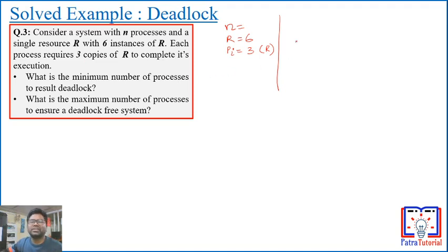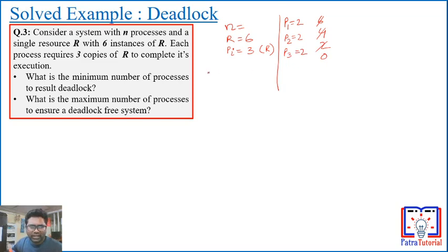So let me start again. We have how many instances? 6, right? Each process requires 3, so I have to allocate 1 less than the maximum requirement. I am allocating p1 2 instances. From 6 I have allocated 2, so I now have 4 instances. Now I allocate 2 instances to p2, then I will have 2 more instances. Now I allocate 2 instances to p3. Now I have 0.